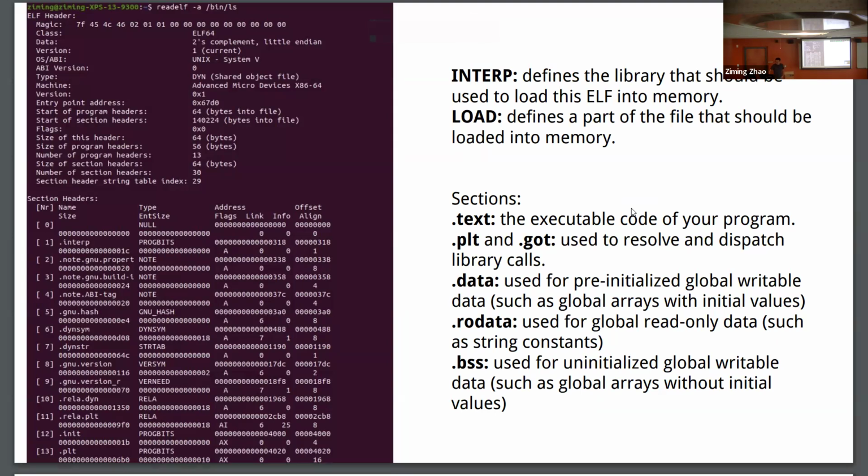Several sections that I think are very important for us: the .text section, which is the executable code. Then .plt and .got are also important for us. I will show some demos next week or maybe this week. The .data section is for initialized global variables. .rodata is for read-only global data, something like strings. .bss is for uninitialized global variables. So obviously, local variables are not here. Local variables are on the stack, so they're not stored here.